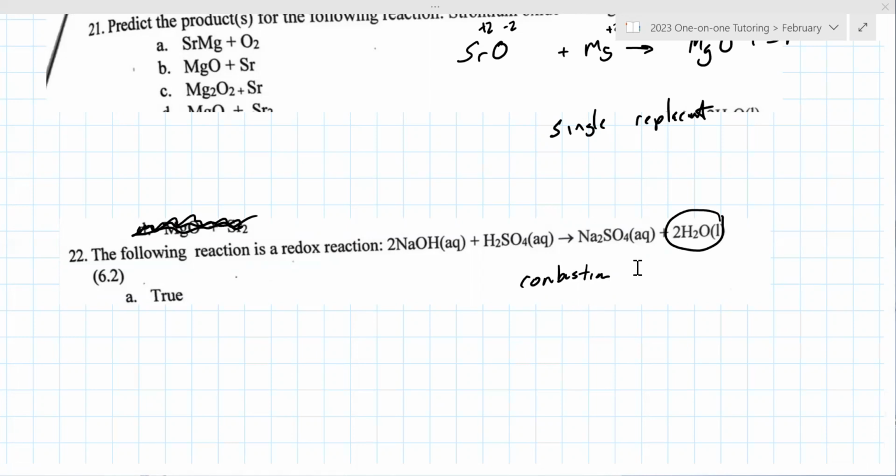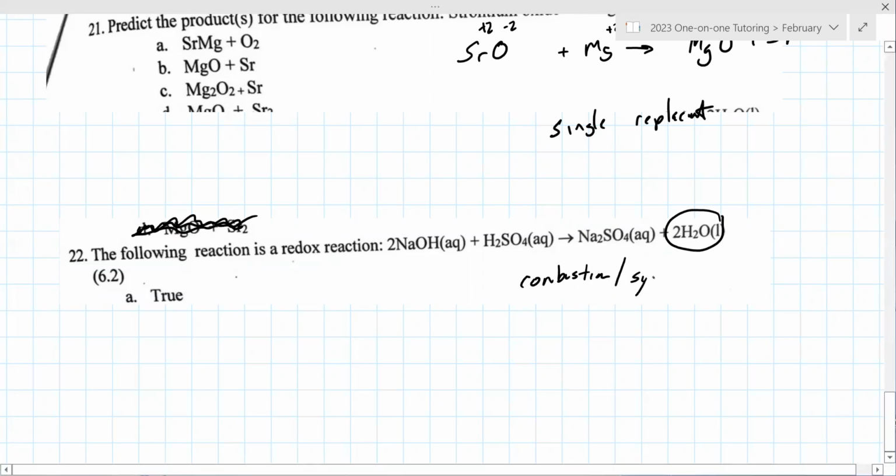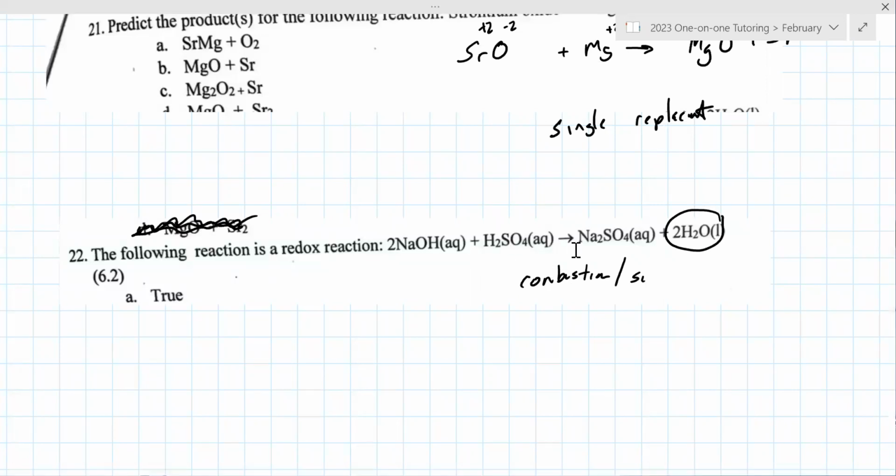Sorry, or synthesis. I guess synthesis would also be possible. But I believe it's not synthesis because it doesn't just form water. Where's false? I forget. So a redox reaction is where there's an exchange of electrons. Electrons, yeah.